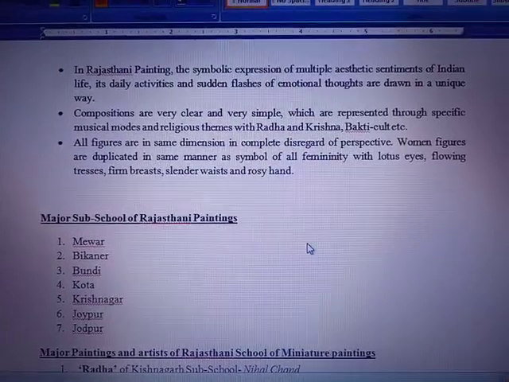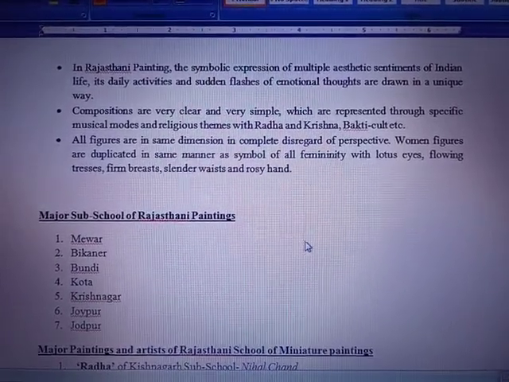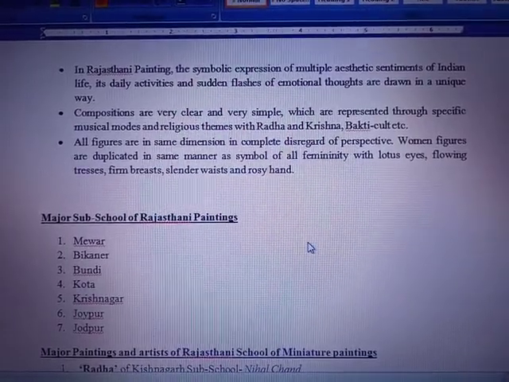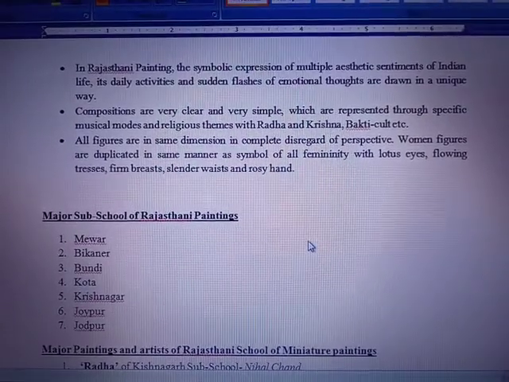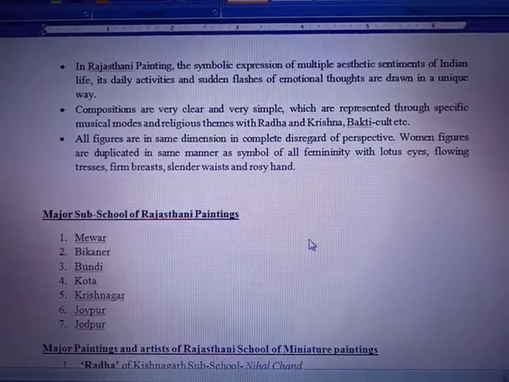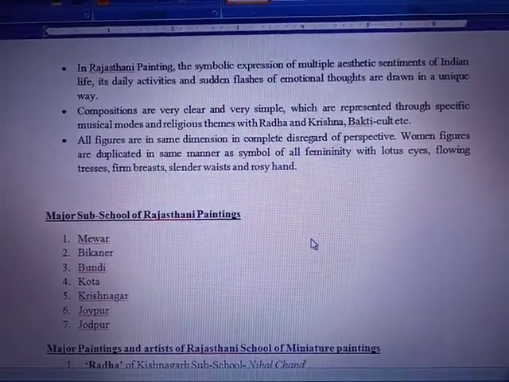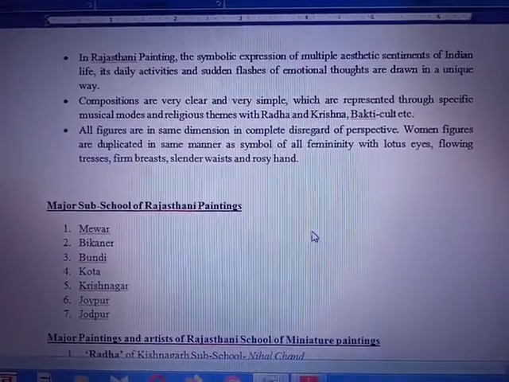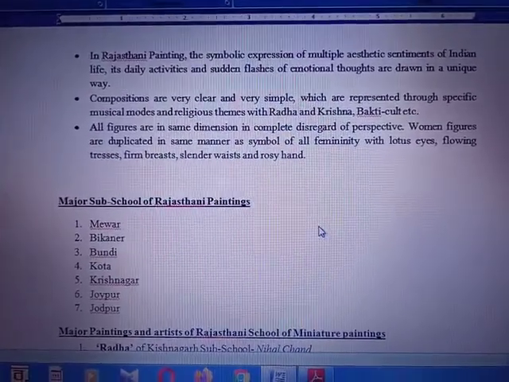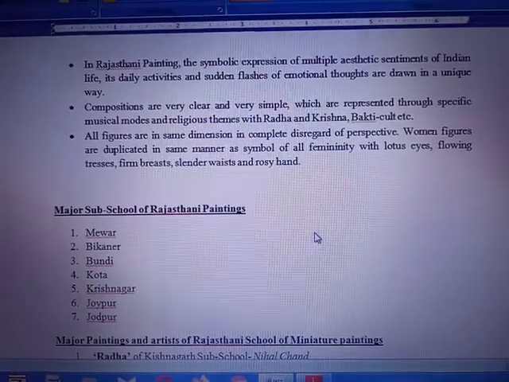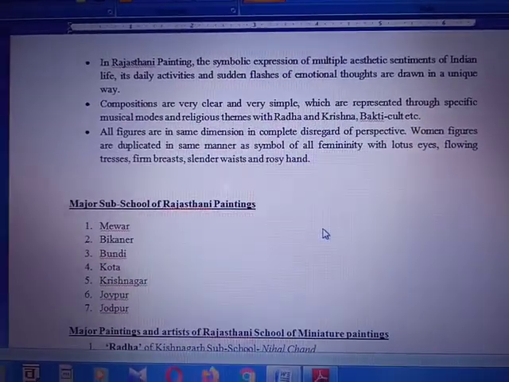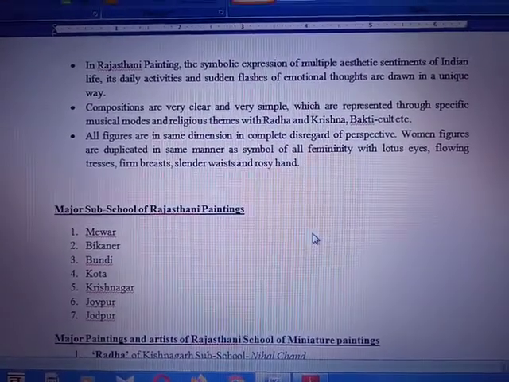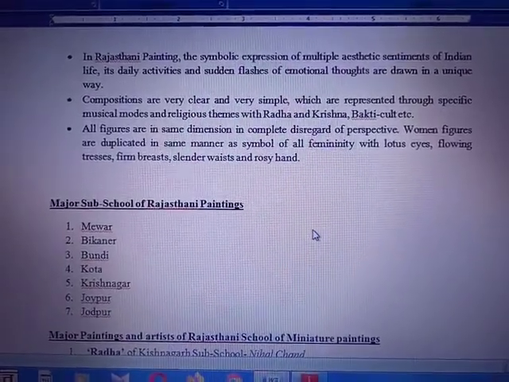In Rajasthani painting, the symbolic expression of multiple aesthetic sentiments of Indian life, its daily activity, and a sudden flash of emotional thoughts are drawn in a unique way. The Rajasthani painting symbolically expresses the multiple aesthetic sentiments of Indian life. Daily life and everyday life are also a subject of their painting, and certainly they also painted on some emotional or unique thoughts.